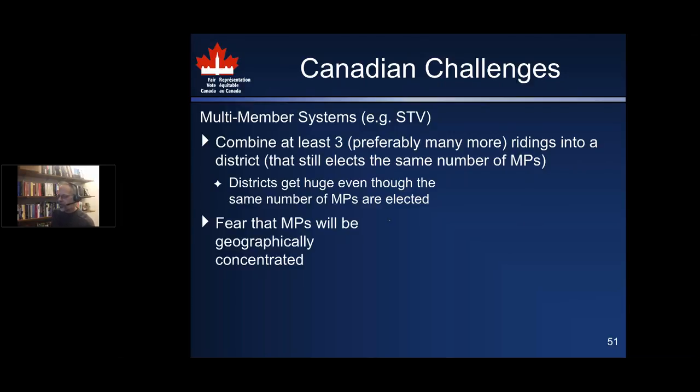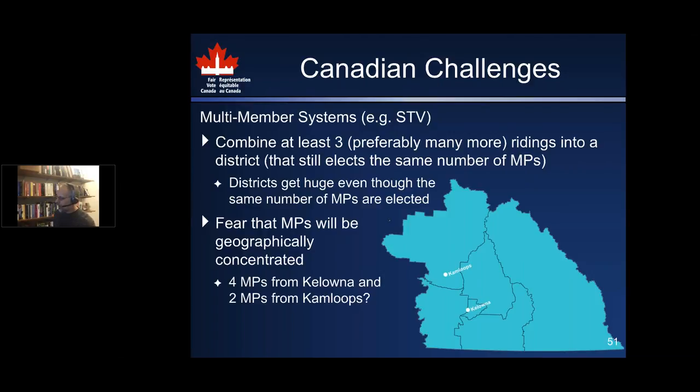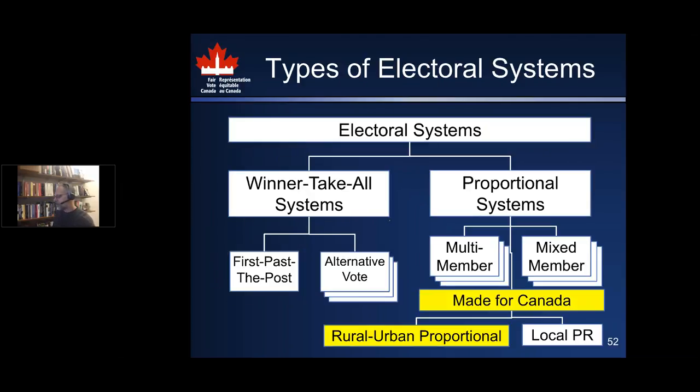Right? And not only that, there's a fear that MPs will be geographically concentrated. So, for example, here's an area from the eastern part of BC, includes Kamloops and Kelowna, the two major population centers in a large area covering six current ridings. Okay? And the fear is that you might end up with having 4 MPs from Kelowna and 2 MPs from Kamloops. And that doesn't feel right to people either in a multi-member system like STV. So that's a huge challenge as well for those existing systems. So now let's turn to rural-urban proportional and take a look at how it deals with those particular Canadian challenges.